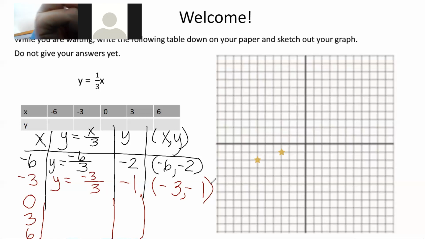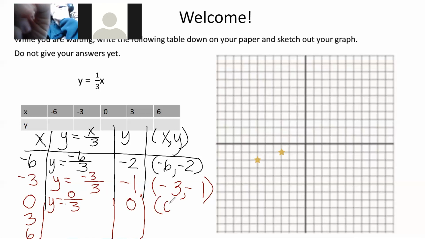Perfect. So we'll plug in 0. So we have 0 divided by 3. What's 0 divided by 3? 0. Yep. So this is just the point 0, 0. Everybody knows where that point is, right? Right in the middle. Who can put that one up there? Anybody. We can even have some overlap points. I don't care.